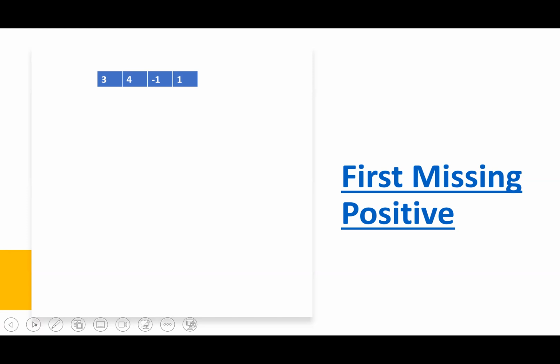So what I will do is remove all the negative numbers first, because if we remove all the negative numbers, then we can use positive and negative numbers as a flag to mark whether a particular number is found in the array or not. So in the first loop, I will remove all the negative numbers and convert them into 0.